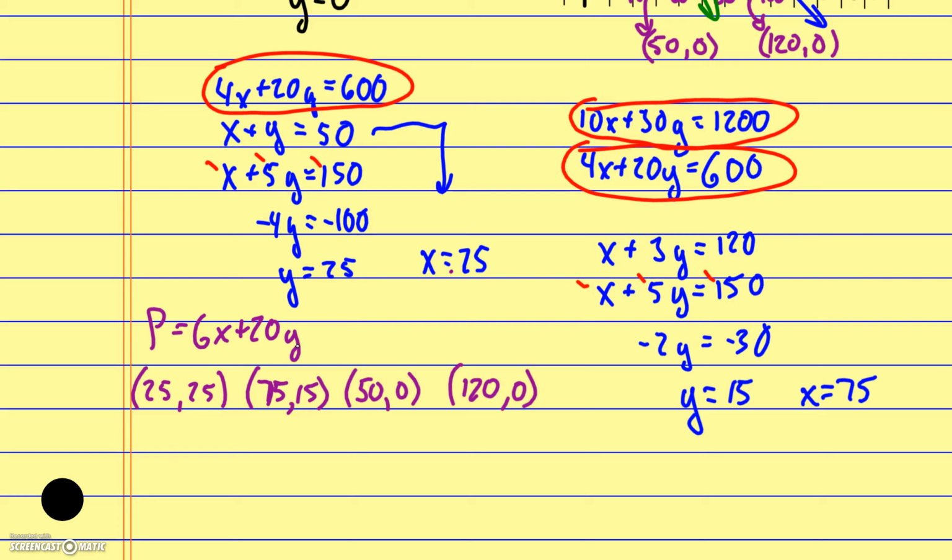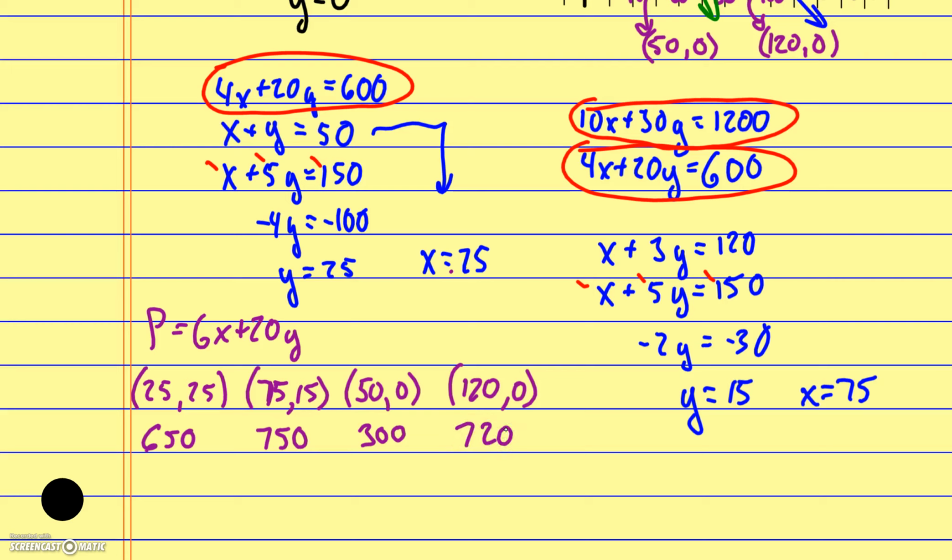So I plug each of those in. It looks like I get 650 for the first one. I plug the second one in, and that one gives me 750. Then I plug the next one in, and that one gives me 300. And then I plug this last one in, and that gives me 720.